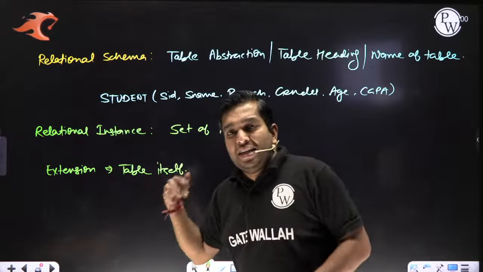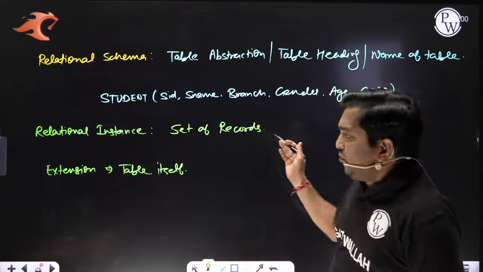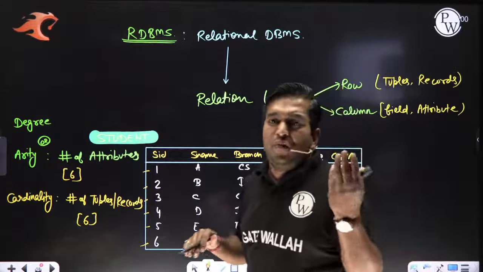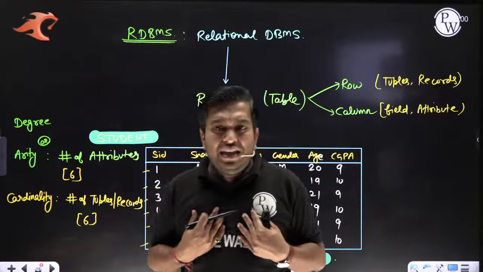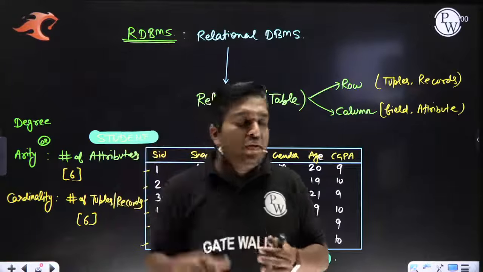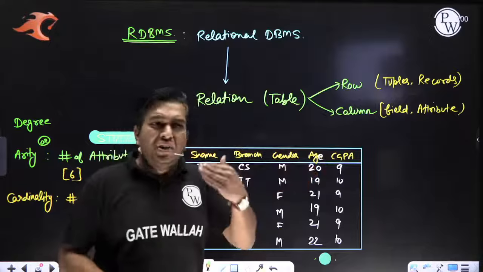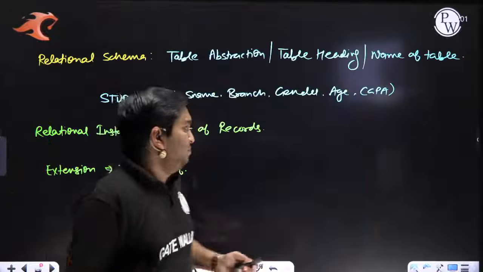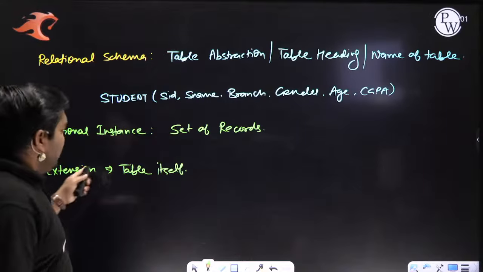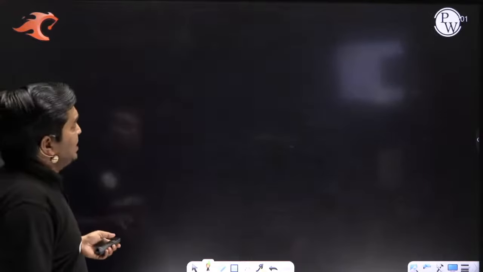Next is relational instance. It means a set of records. For example, you have 1 lakh students, but I am asking how many students have a CGPA of 9 or greater than 9. So you are getting these 6 tuples. These are called the set of records at a particular moment, whatever tuples. Then extension, that is called the table itself.